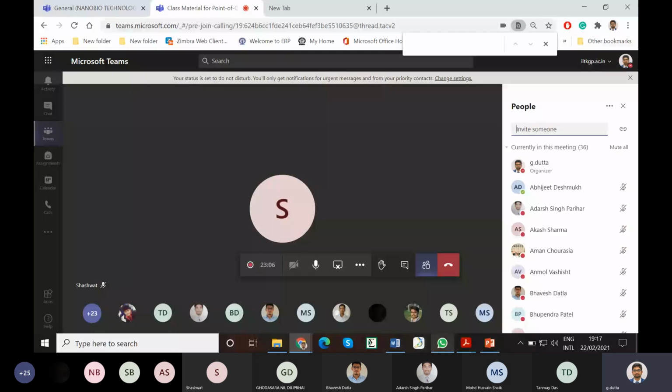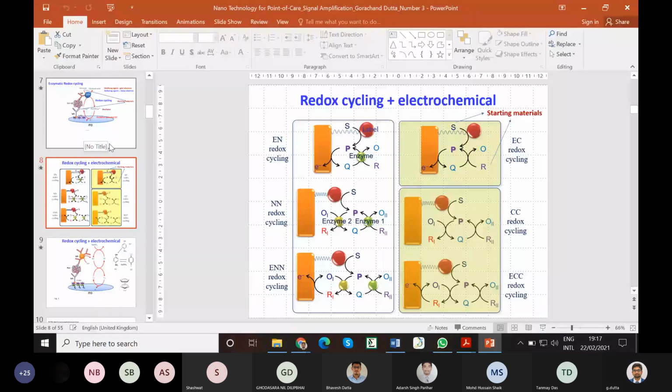Okay, so let's start now. The first thing I can ask you: is anything not clear to you about redox cycling signal amplification? You can see this slide. I can repeat otherwise. Is everything fine? Sir, a small doubt I was having. Okay, tell me which one.